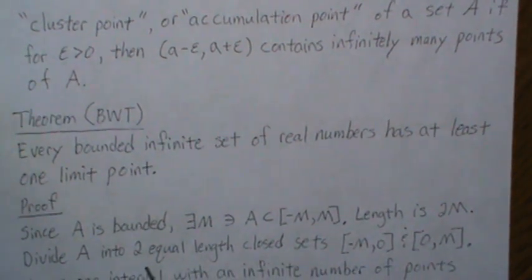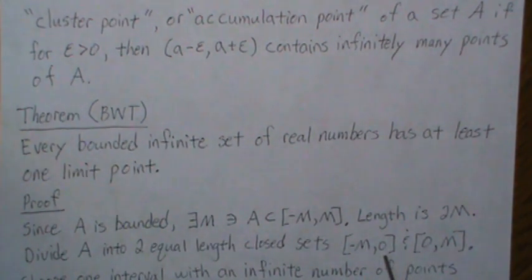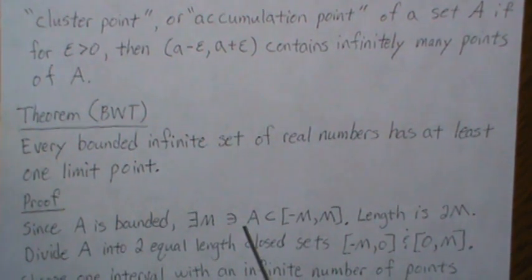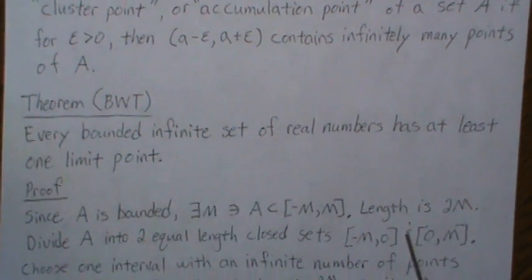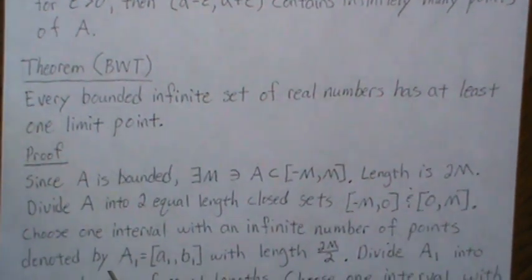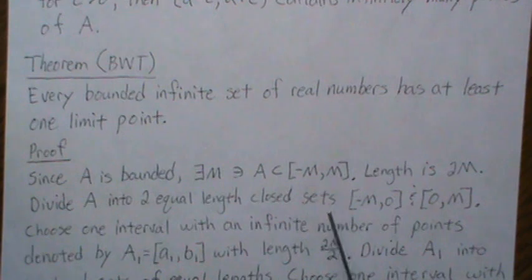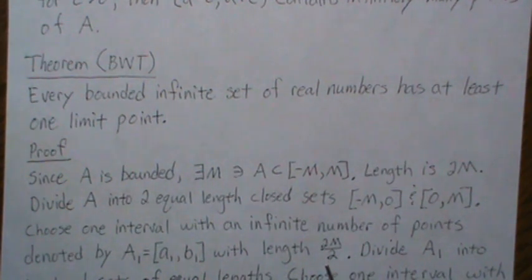Now if we divide this into two equal length closed sets, say minus M to 0 and 0 to M, one of those, or both, is an infinite set, right? Because minus M to M was an infinite set, so one of those still has to be infinite. Now let's choose one with an infinite number of points, and we're going to denote it by A1. So A1 is a1 to b1, and it has length 2M divided by 2. So we just take this divided by 2, and that's the new length of our subinterval.